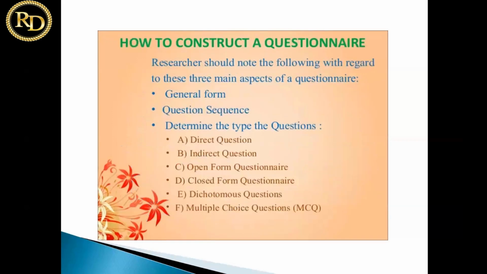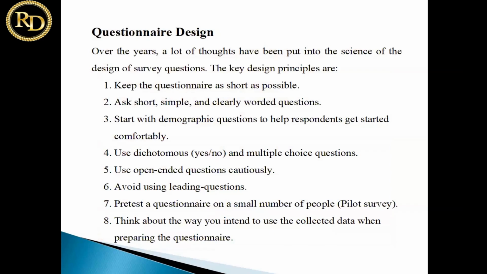How to construct a questionnaire? This is very important. Some aspects must be given special care while framing the questions of the questionnaire. Researchers should note the following with regard to three main aspects of the questionnaire: the general form, question sequence, and determining the type of the questions. Maximum questions may be of the dichotomous type. Direct questions, indirect questions, open-ended questions, closed-ended questions, closed form questions, dichotomous questions, and multiple choice questions. So this must be taken care of. These are aspects which should be given preference while framing the questionnaire.